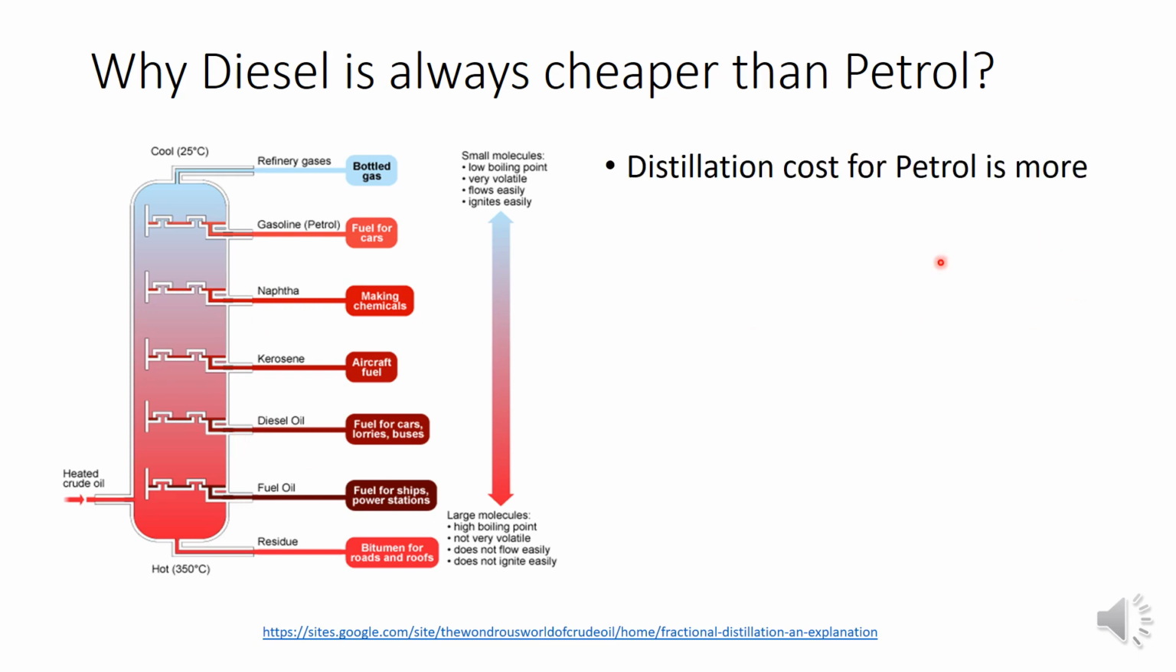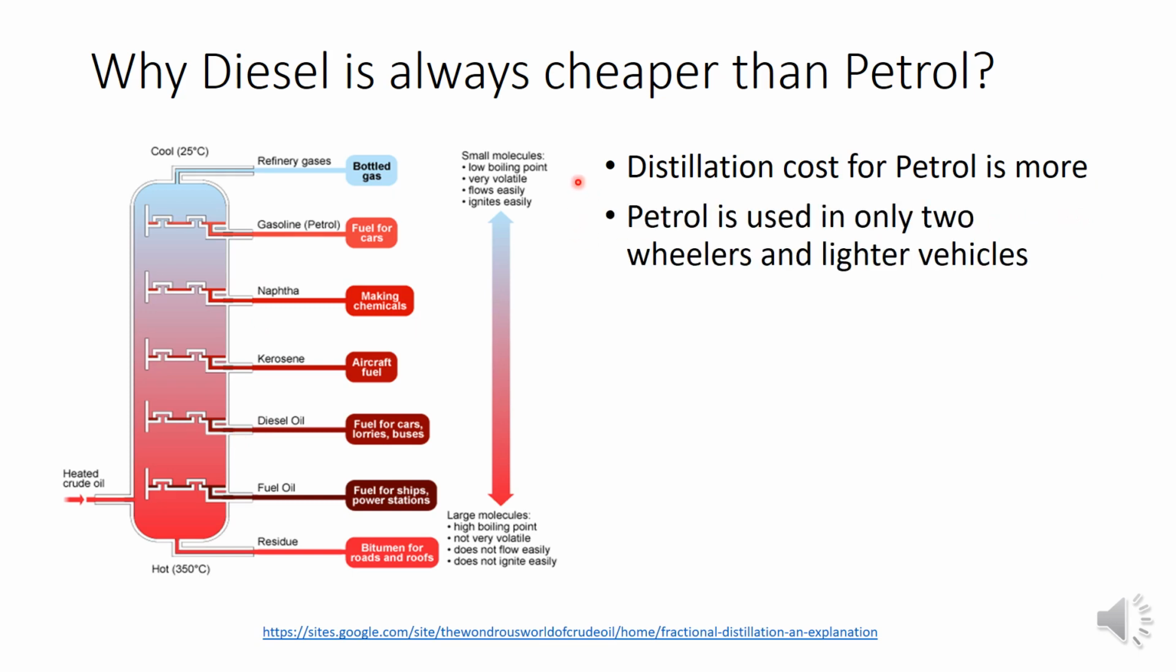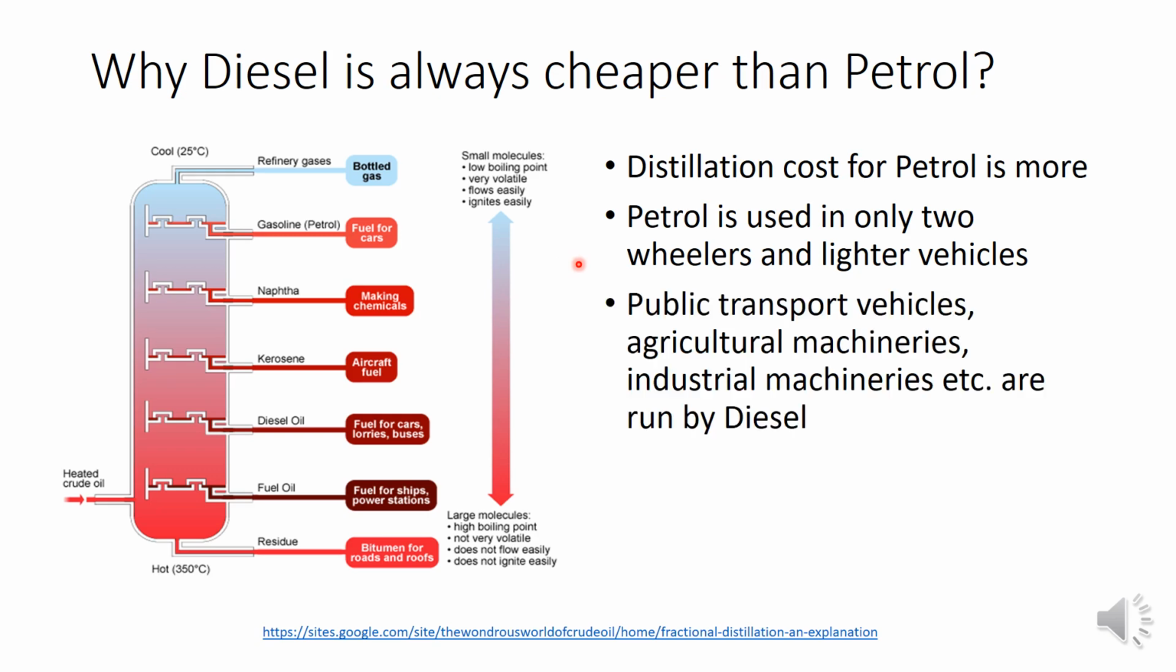The distillation cost for petrol is more than that of diesel. And another reason is that petrol is mainly used only in two-wheelers and some lighter vehicles like cars, auto rickshaws, etc., while the entire public transport vehicle fleet relies on diesel.